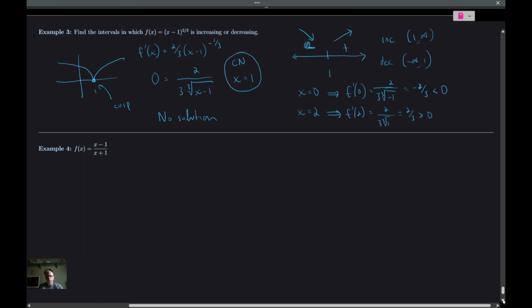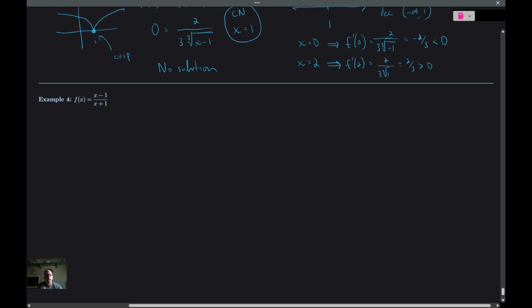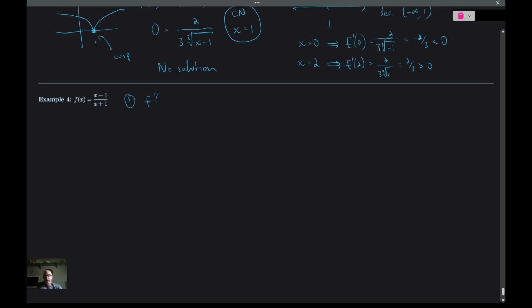All right, so let's look at one more. Steps are the same. We're going to find where this is increasing and decreasing. So step 1, take the derivative. So we need our quotient rule. So we have the bottom times the derivative of the top minus the top times the derivative of the bottom, all over the bottom squared. So we get x plus 1 minus x plus 1. And so that gives us 2 over x plus 1 squared.